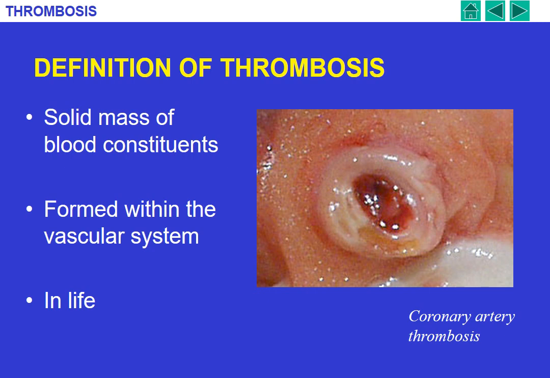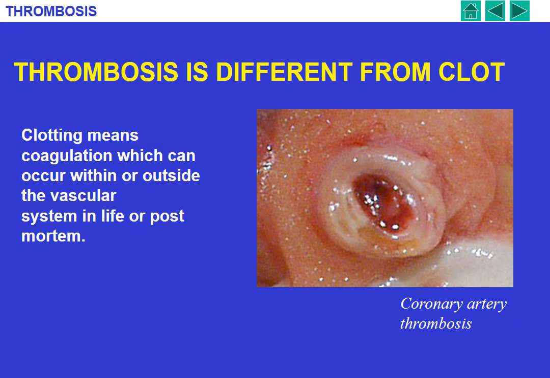First of all, the important definition, the definition of thrombosis. A thrombus is a solid mass of blood constituents formed within the vascular system in life. Note that thrombosis is quite different from clot or coagulation. Clotting means coagulation, and this can occur within or outwith the vascular system in life or post-mortem.